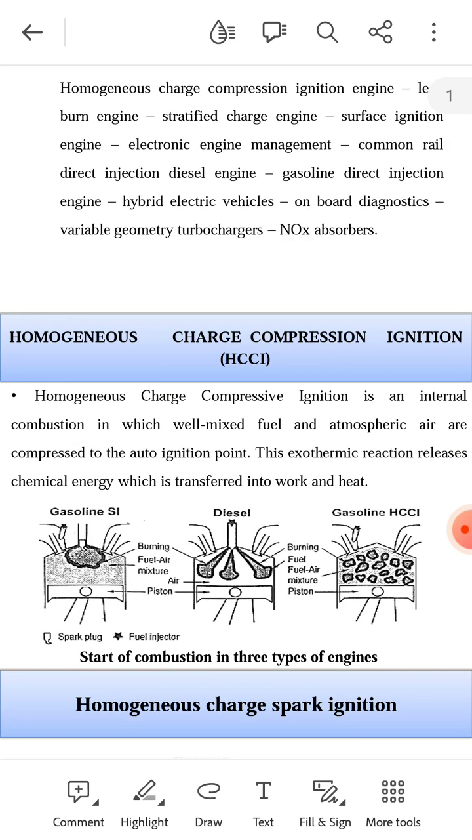First, homogeneous charge compression ignition. Homogeneous charge compression ignition is an internal combustion process in which well mixed fuel and atmospheric air are compressed to the auto ignition point. This exothermic reaction releases chemical energy which is transferred into work and heat.